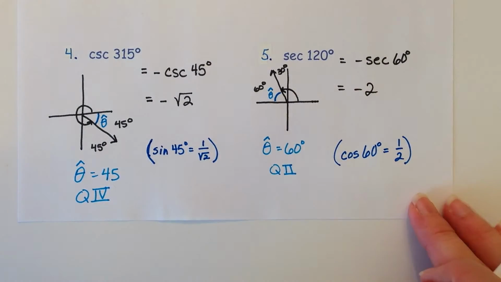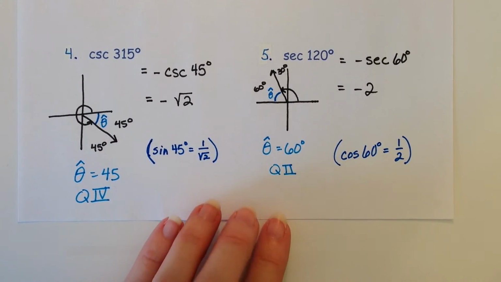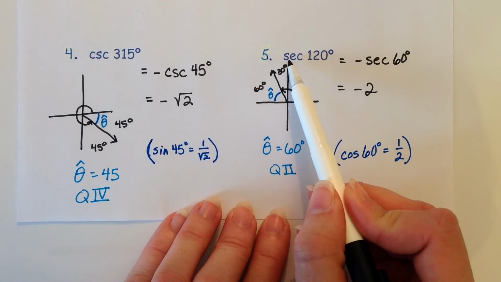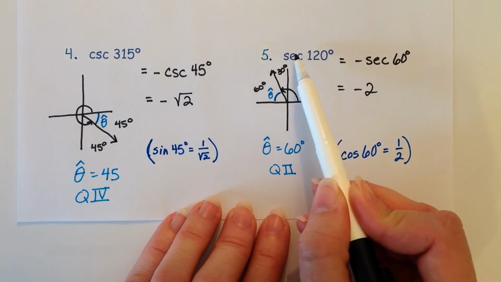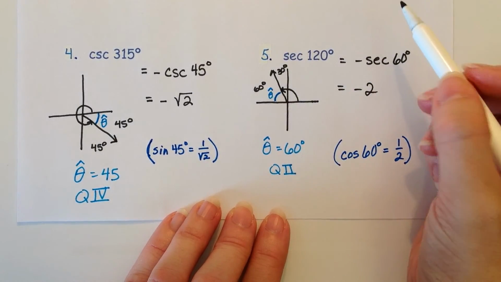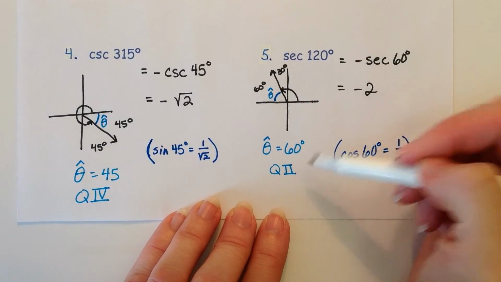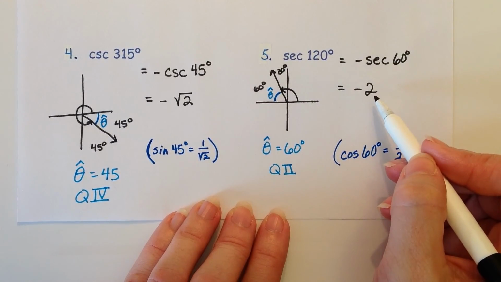So the examples that I happened to pick out here that I worked for you all ended up being negative, but they don't have to be. For instance, instead of this being secant of 120 degrees, if I had chosen to do cosecant, cosecant would be positive in the second quadrant, so your answer would just come out to be positive instead of being negative.